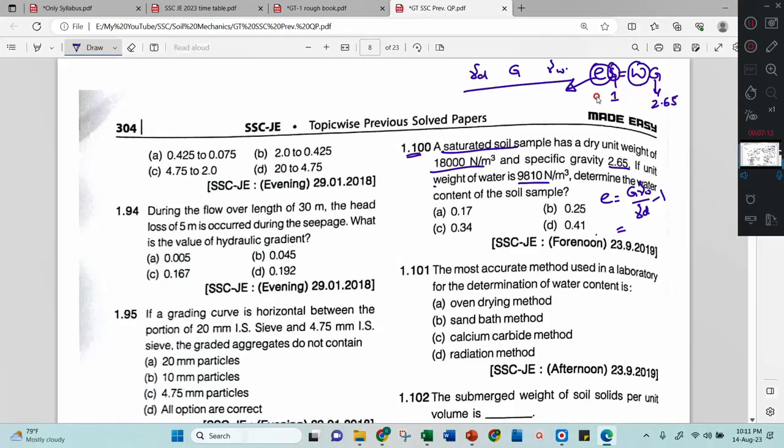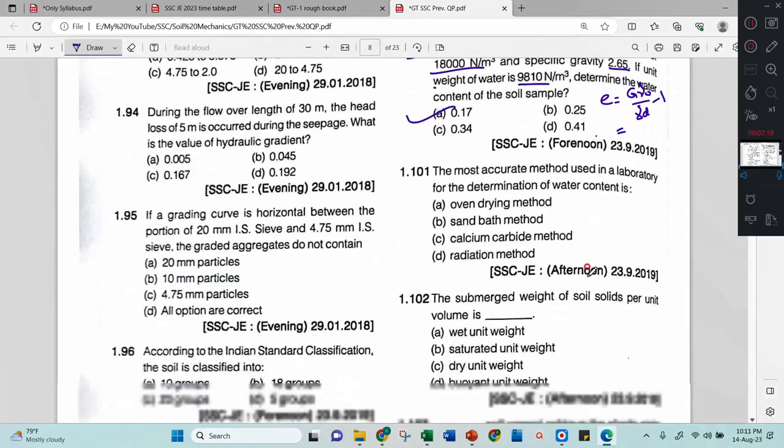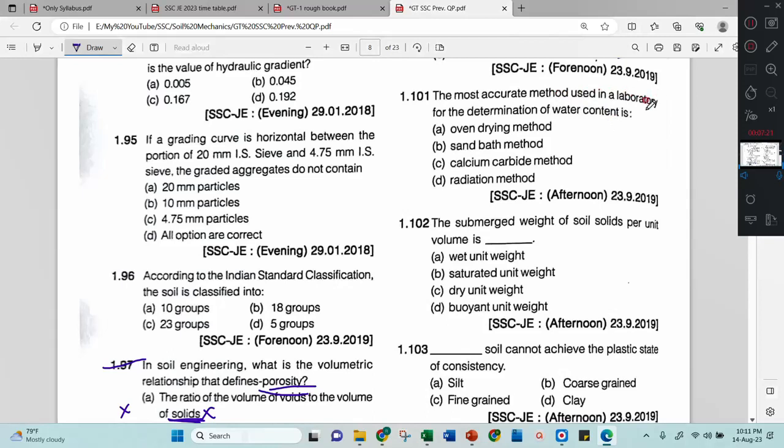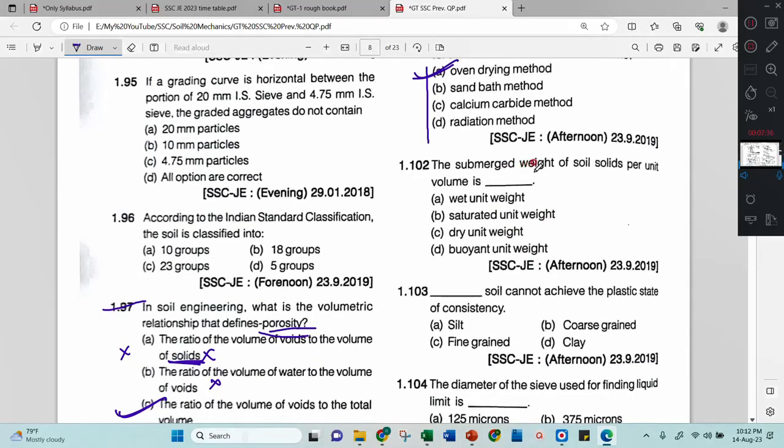Option A, sir. Option A. Okay. Next. The most accurate method used in a laboratory. You can answer this question if you know a little bit of geotechnical. Oven drying method. Very good. We have oven dry method, Option A, is the most accurate method.